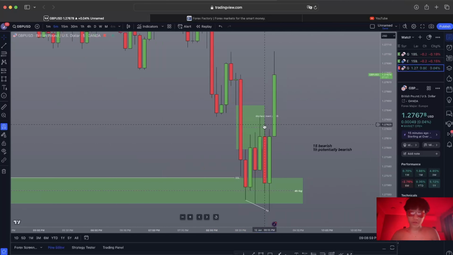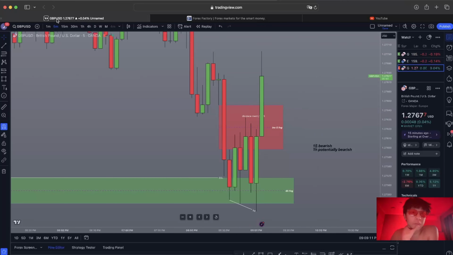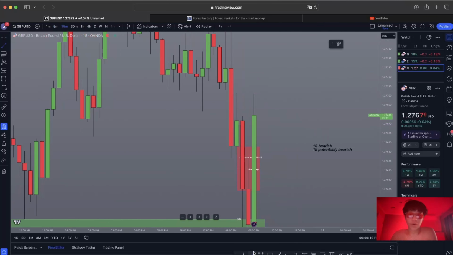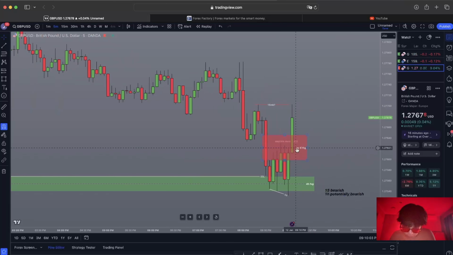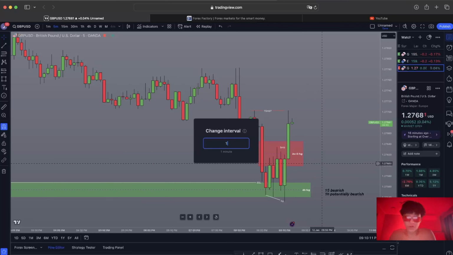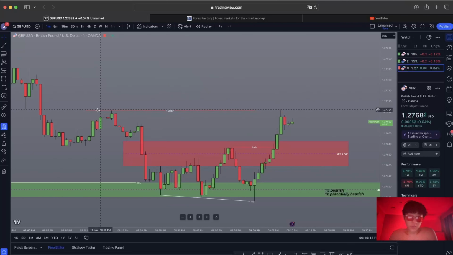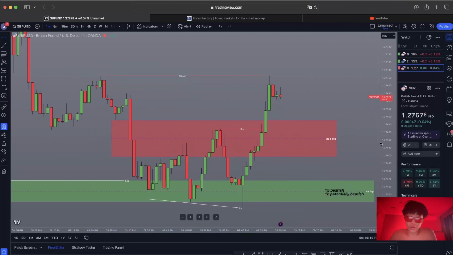Maybe if it taps us inverse 5. I want to see it break on the 15 though. We've got 5 minutes to do that. Okay, so we got a nice 5 minute break right here. We have an inverse 5 minute fair value gap that we could look to long off. Realistically, I do want to see it break on the 15 as well, but if we can't, that's all good.